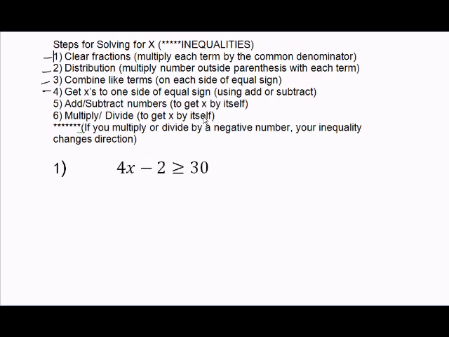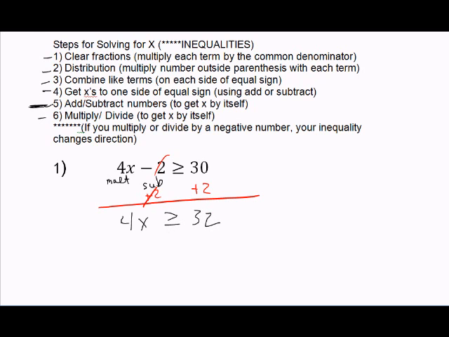So step 5, add or subtract to get x by itself. Step 6, multiply or divide. So what's the 2 doing to the x? It's subtracting. What's the 4 doing to the x? It's multiplying. So step 5 says do the add and subtracts first. So it's a minus 2. The opposite of minus 2 is plus 2. I'm going to plus 2 to both sides. 2 minus 2 is 0. We're left with 4x is greater than or equal to 32.